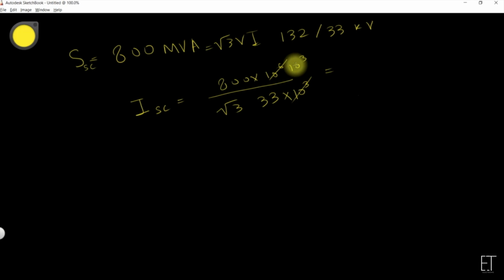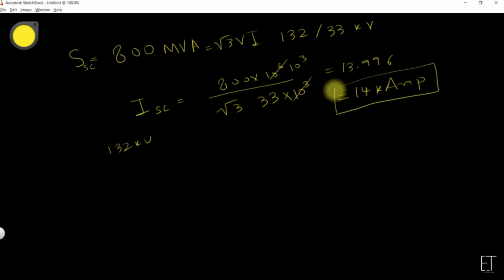Divided by 1000. So it's coming as 13.996, or we can say it's equal to 14 kilo amperes. So you can see here the short circuit level at the low voltage side is 14 kilo amperes. It means that if you are supplying 132 kV at the HV side and the LV side is short circuited, then this much current will be flowing through the low voltage side.